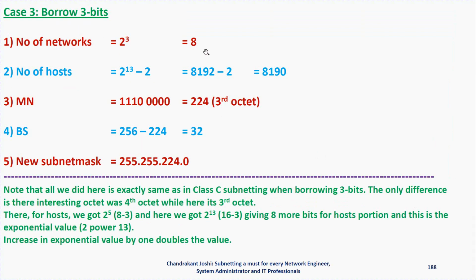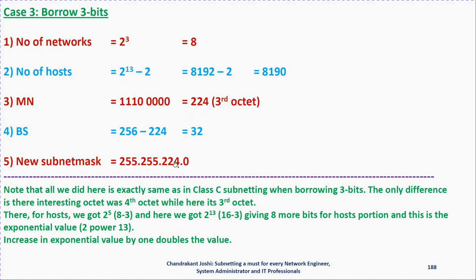So when we borrow 3 bits, we get 8 subnets, and number of hosts 2 power 13 minus 2. So this is what we get, number of hosts per subnet. Find the magic number. Now because we borrowed 3 bits, the first 3 bits will be 111, and then this is the magic number 224 in the third octet. Block size 256 minus 224 is 32. So now the block size will be 32, and we get the new subnet mask.